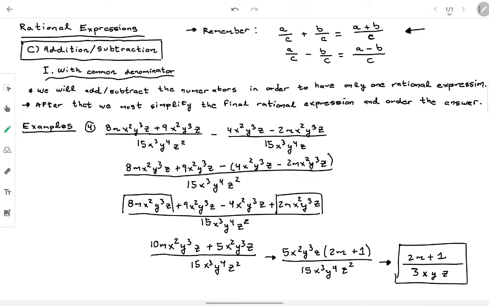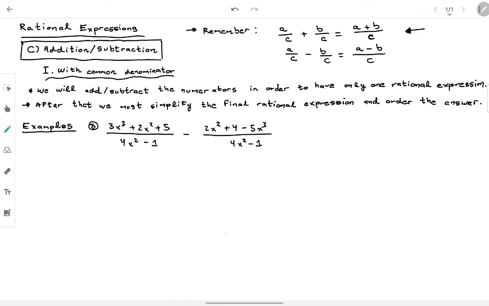So if we have more than one term, like it's going to be a polynomial on the numerator part, what we need to do is we need to factorize it. Find a common factor in this case, but it can be any case of factoring. We will factorize it in order to simplify our final rational expression to get our answer. Let's see another and last example.